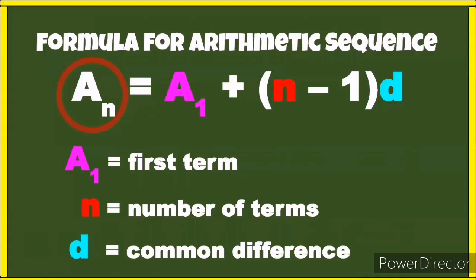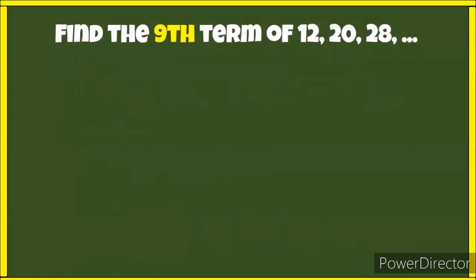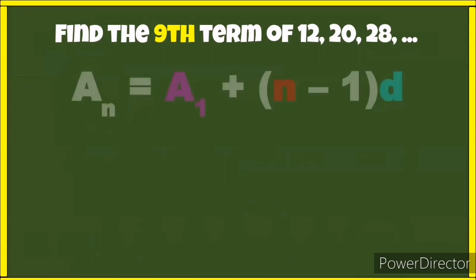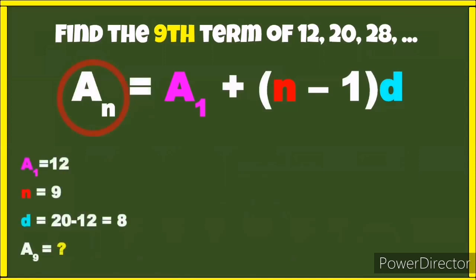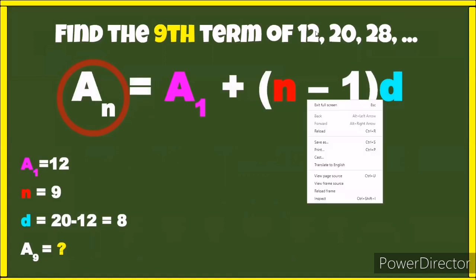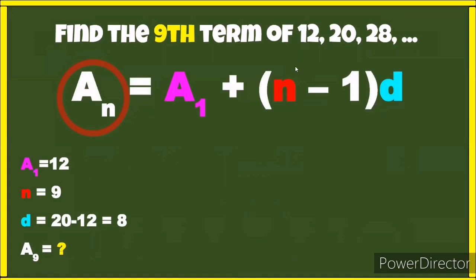How about trying this formula with the previous example? Find the ninth term of 12, 20, and 28. Get the formula? First step is to list the information provided in the problem. So, a sub 1 is 12 because the first term in the sequence is 12. n is 9 because you are given the ninth term. Therefore, there will be 9 terms in the sequence.